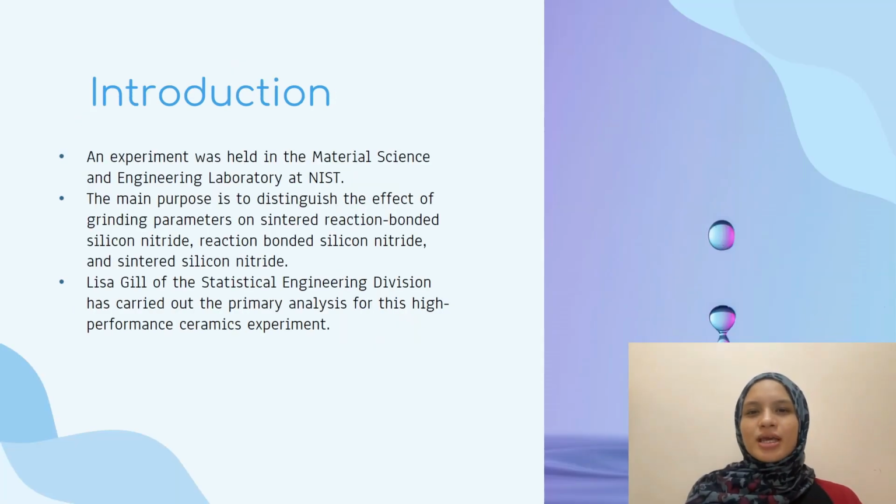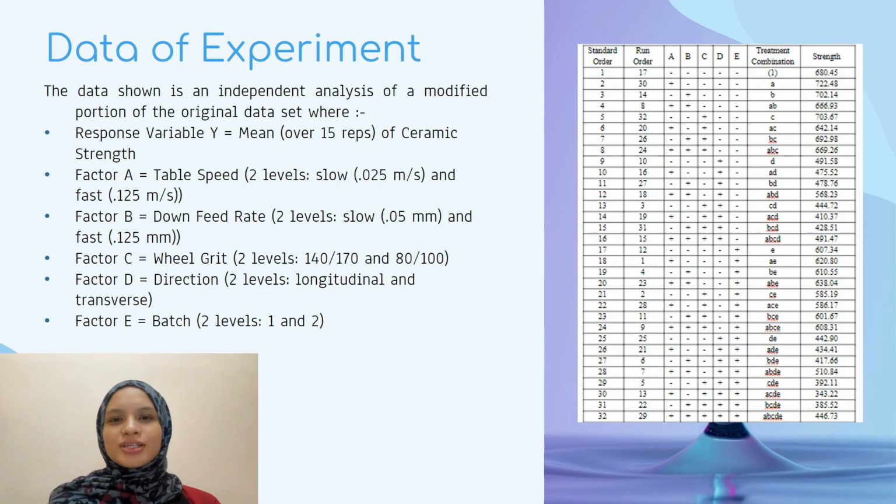As an introduction, an experiment was held at NIST to distinguish the effects of grinding parameters on ceramic strengths. So, the primary analysis was done by Lisa Jill, and now we are going to continue with more analysis. Okay, so this is our data of experiment, which is an independent analysis, but it is the modified part of the original dataset, where the response variable y is the mean of ceramic strength, and there are 5 factors. All of them are grinding parameters, and each of them is as shown in the slides.